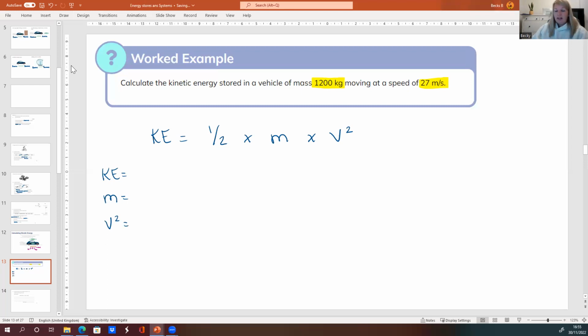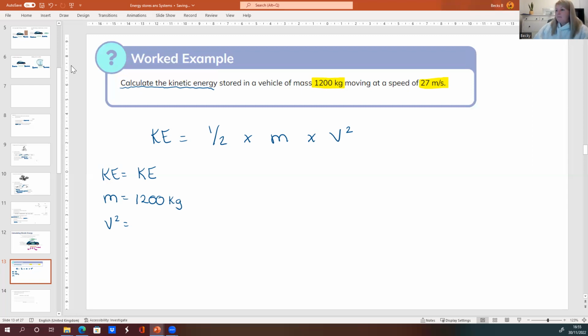So I'm going to look, do I know the kinetic energy? Well, no, the question asked me to calculate that. So I'm going to leave it as KE. I'm not going to put it into a question mark. I'm not going to change the notation, because again, I'm just going to confuse things. I'm going to leave it as KE. The mass, yes, it's there. I highlighted it. 1,200. It's in kilograms, so I don't need to do any conversion.